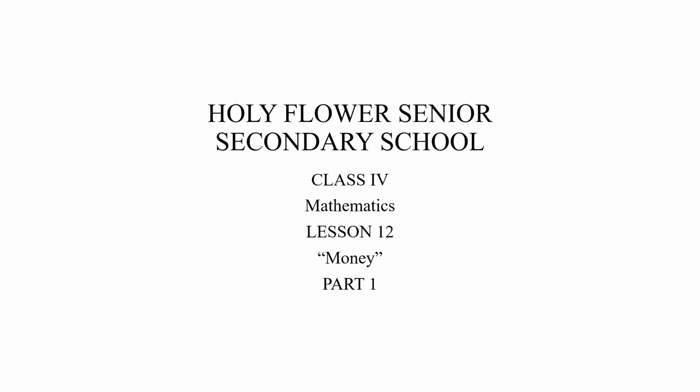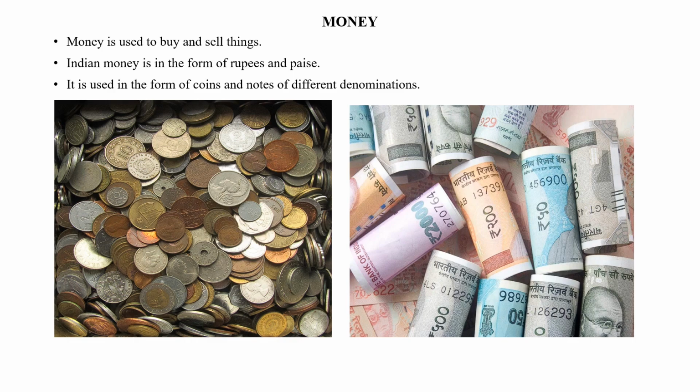So today in this class, I will discuss with you your lesson number 12, which is about money. So we all know about money. Money is used to buy and sell things. And Indian money is in the form of rupees and paise, and it is used in the form of coins and notes of different denominations.